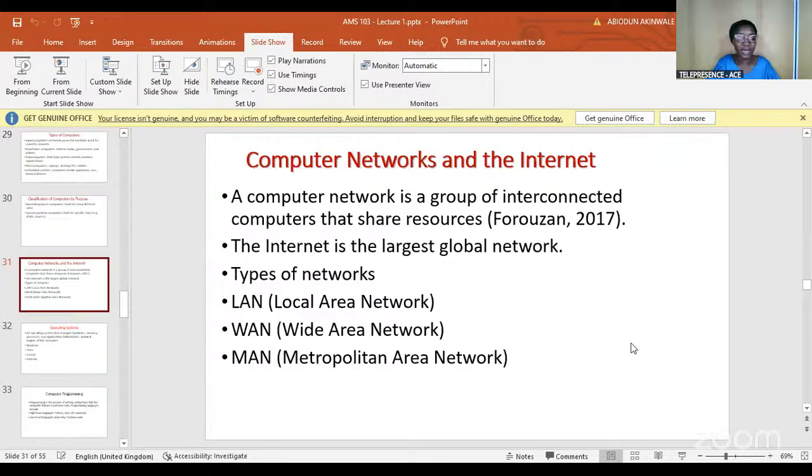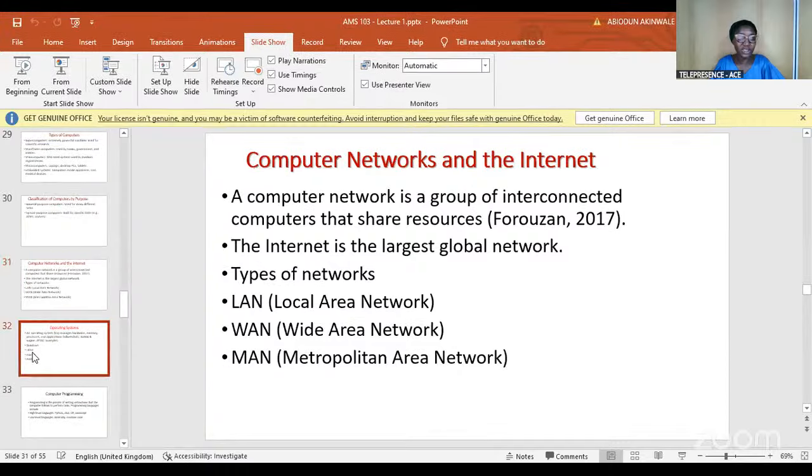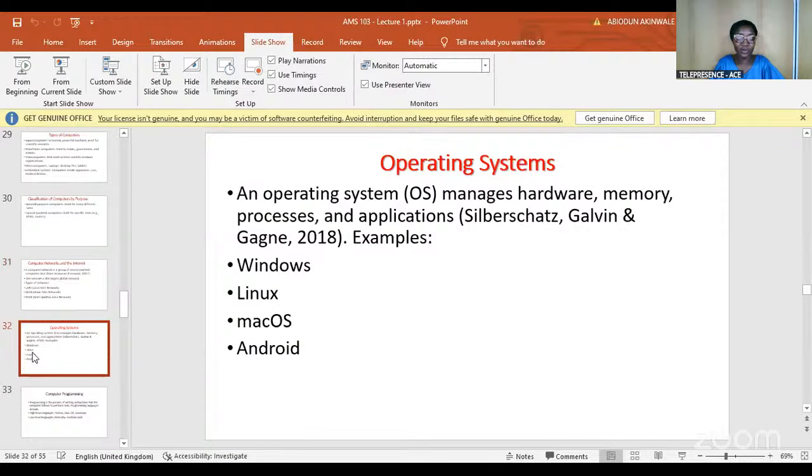We have the local area network, like LAN, then you have the wide area network, which covers wider areas, and then you have the bigger one, which is the MAN, which covers the whole of a city or a big place, like a metropolitan area network, and others.